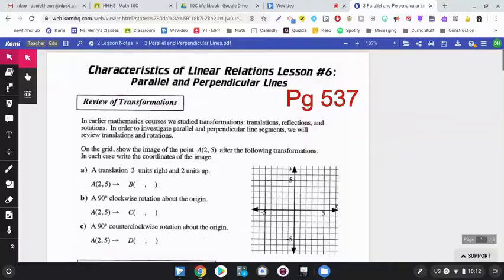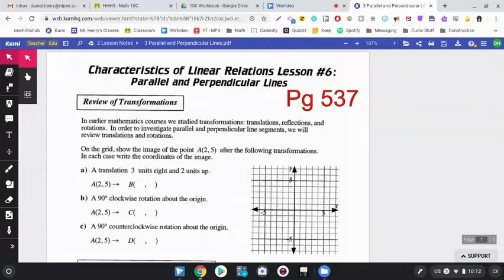So let's get started here. Let's take our idea of slope and add a little bit more detail to it. Alrighty, page 537, looking at parallel and perpendicular lines. And specifically, we're going to look at the slope of those things.